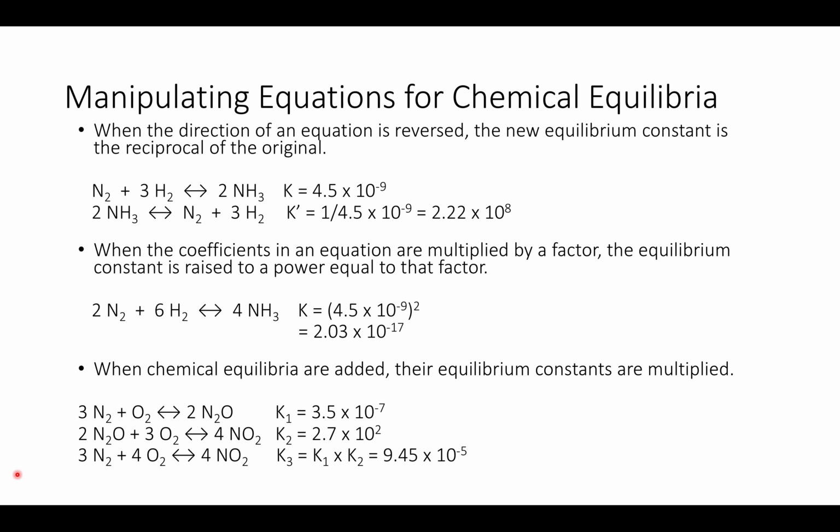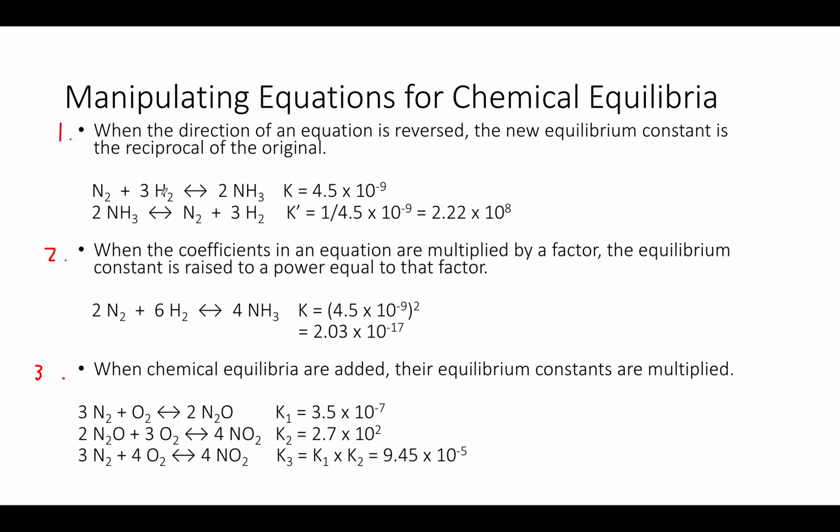Now, this slide, I'm going to switch to pen mode now. This slide talks a lot about manipulating equilibria. So there's three main rules: one, two, and three. Rule 1 says that when the direction of an equation is reversed, the new equilibrium constant is the reciprocal of the original.